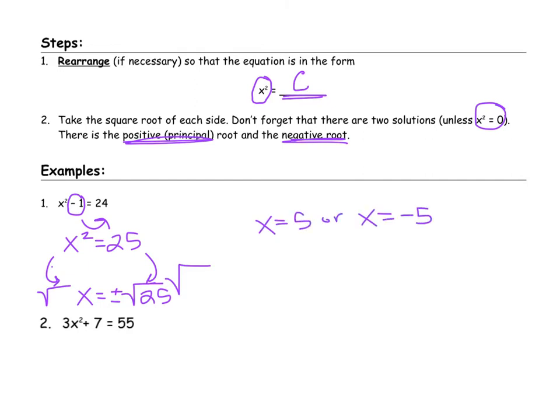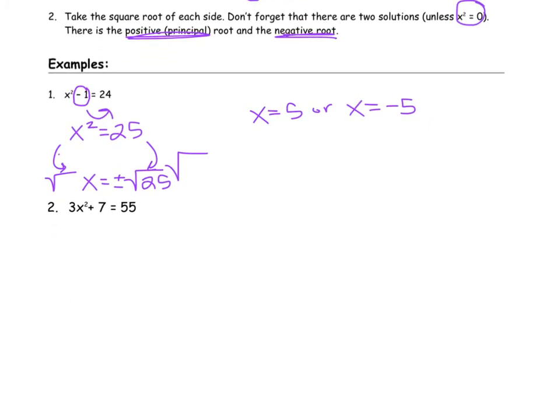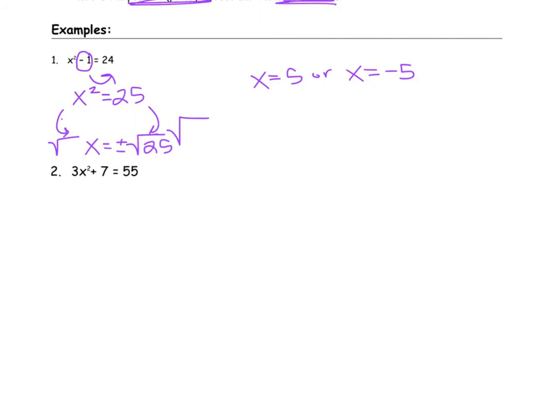And let's just try one more example before we move on to the harder, more complicated completing the square method. Here I have 3x squared plus 7 equals 55. I want to get x squared by itself on the left. So first I'm going to subtract 7 from both sides. I get 3x squared equals 48. Then I'm going to divide by 3, and I end up with x squared equals 16.